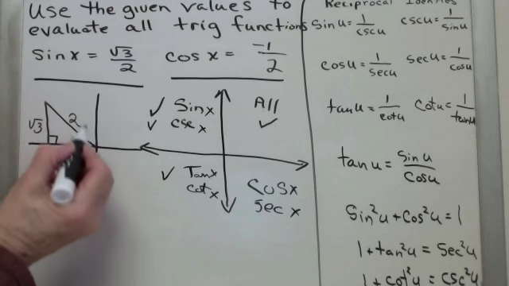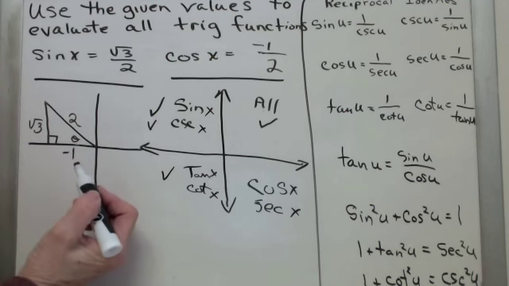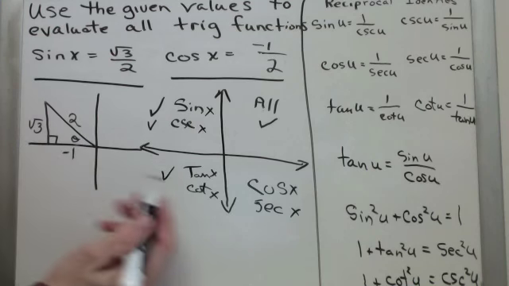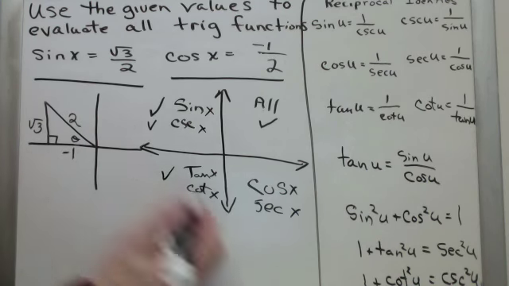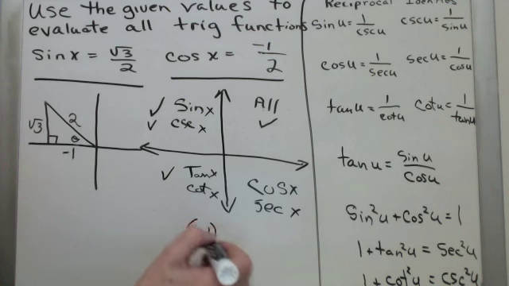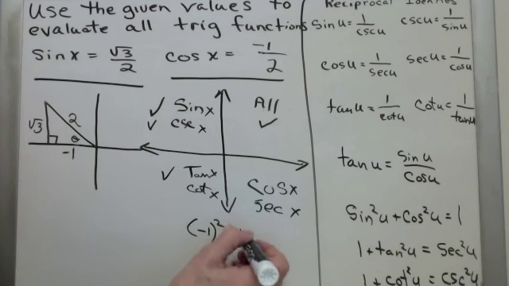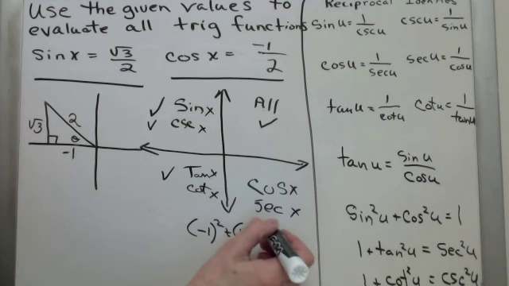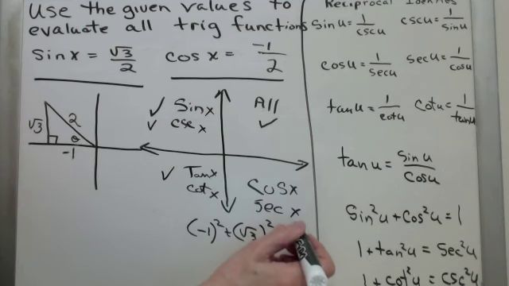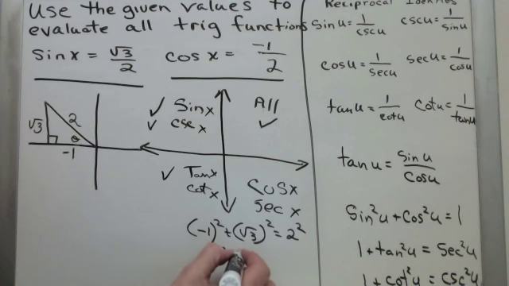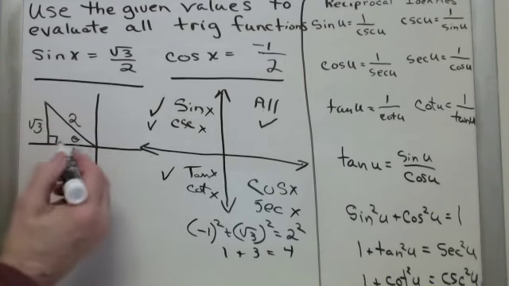Now I have the triangle so that I can get all the trig functions. Sometimes I test to see if my triangle works based on Pythagorean. So is negative 1 squared plus root 3 squared equal to 2 squared? And indeed it is. 1 plus 3 equals 4. So that is a true statement.